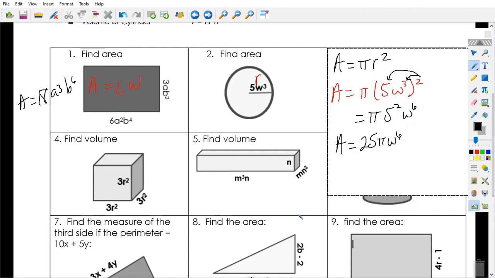That's all you can do. We don't have any value of w, so there's no purpose of multiplying pi. So the area here equals 25 pi w to the 6. We would only multiply the pi if they told us what w was. Does that make sense? If we don't know the value of w, there's no point of us writing out decimals when it's not necessary.